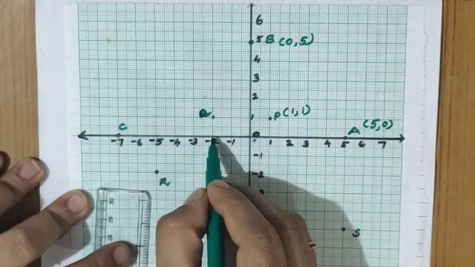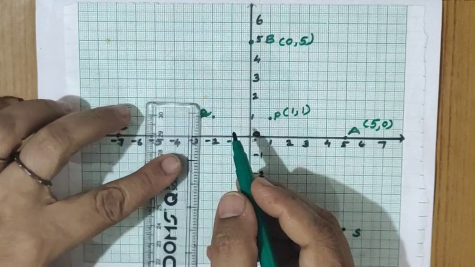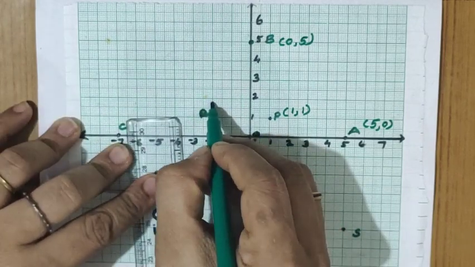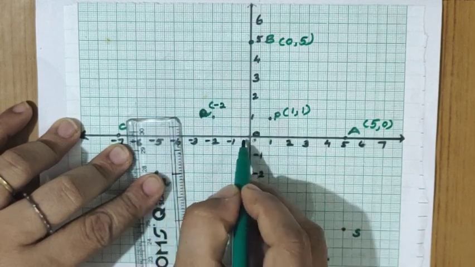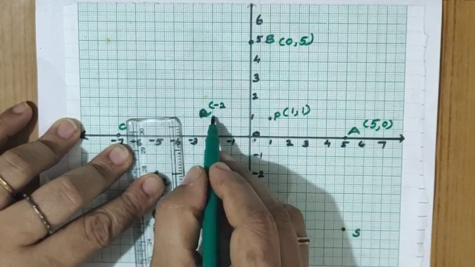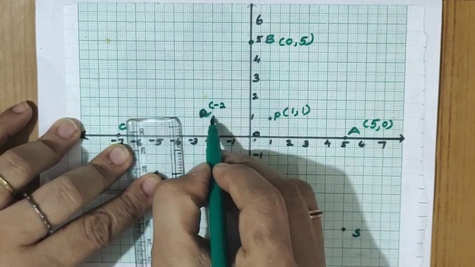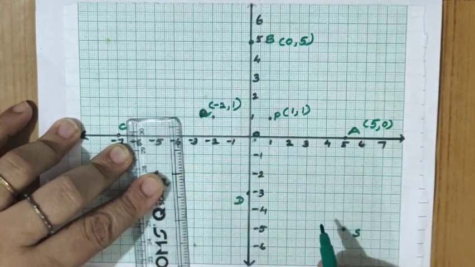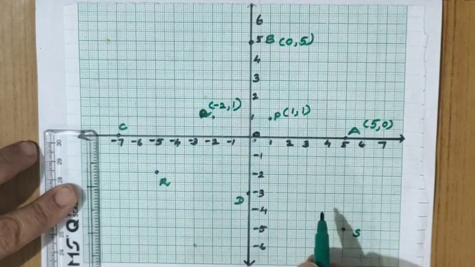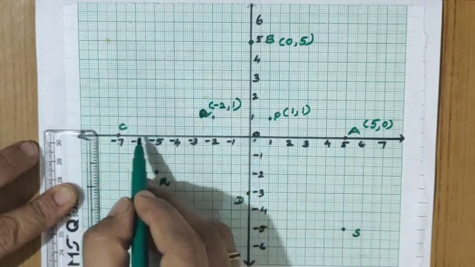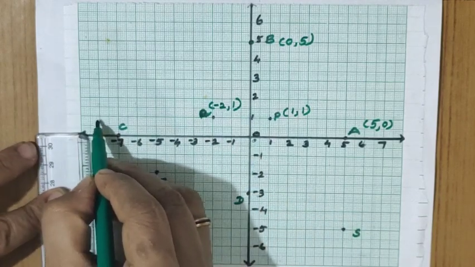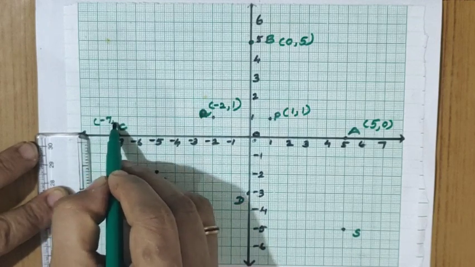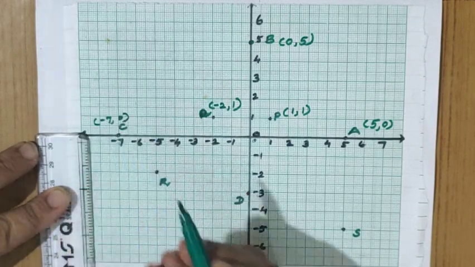Now come to Q. Q means I have to keep the scale like this, and where it touches -2. So along the x-axis, see, -2 we have moved. So -2, and along the y-axis what is the distance? 1 only. So Q coordinate is -2, comma 1. Now C. C means for reaching C along the x-axis I have taken -7. And y-axis no movement, so -7, comma 0.